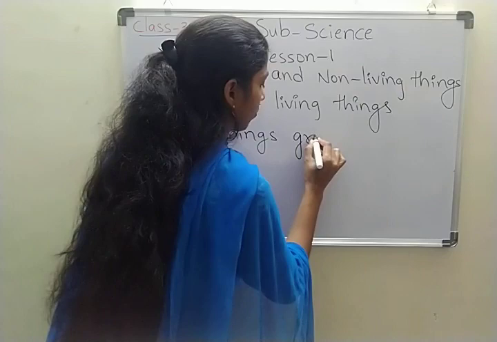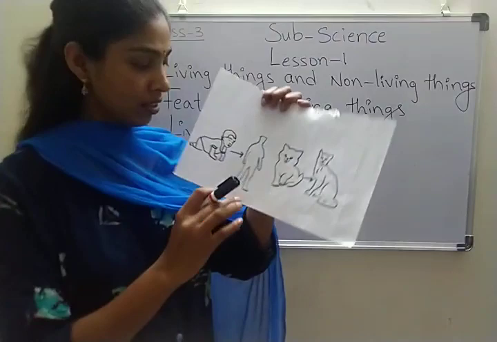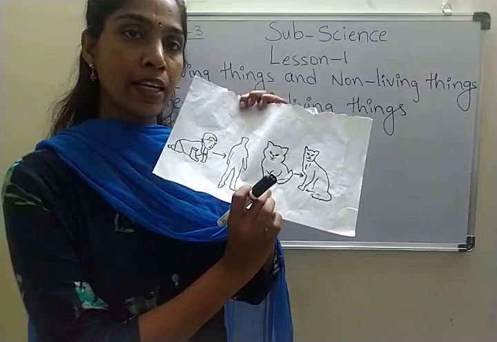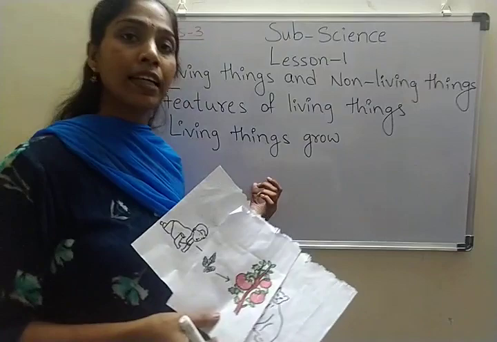Children, all living things can grow. Grow means increasing height and weight. Okay? Look at me, children. A baby grows into an adult. A kitten grows into a cat. A seedling grows into a plant. Have you understood, children? All living things can grow.